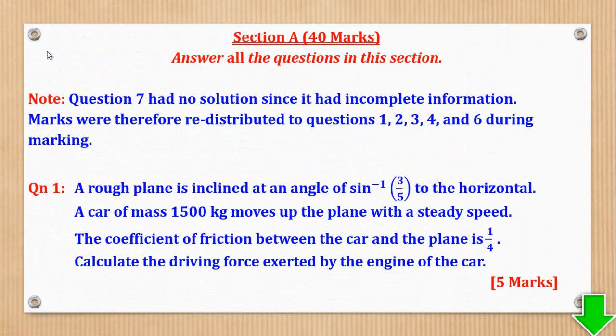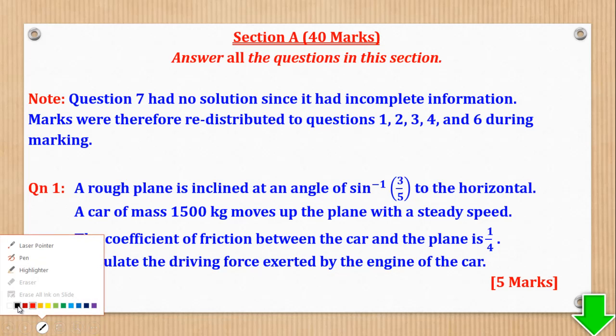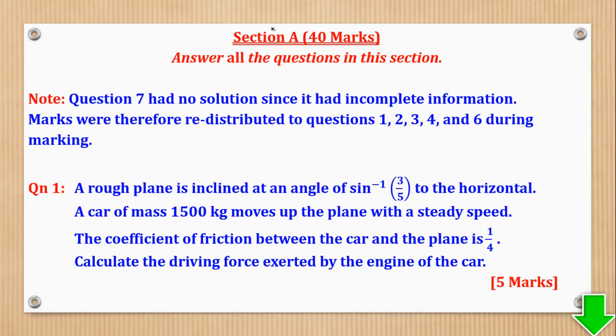So you start with section A. This paper contains two sections. Section A has 8 compulsory questions, and each is 5 marks to make 40 marks. And section B has 8 questions where a student has to attempt 5 questions, each with 12 marks to make 60 marks. So 40 and 60 is where the 100 comes from.